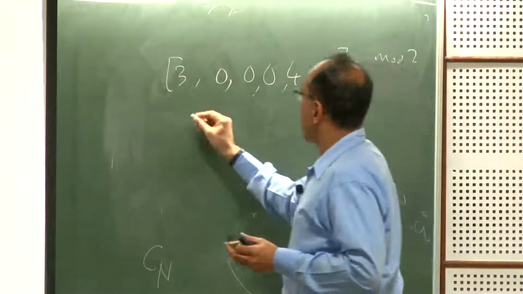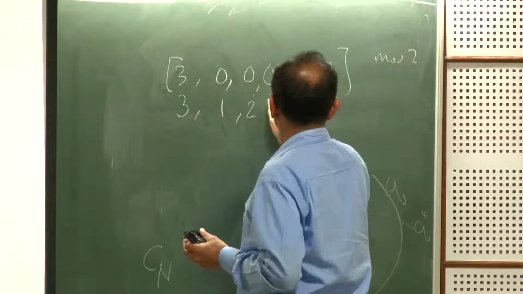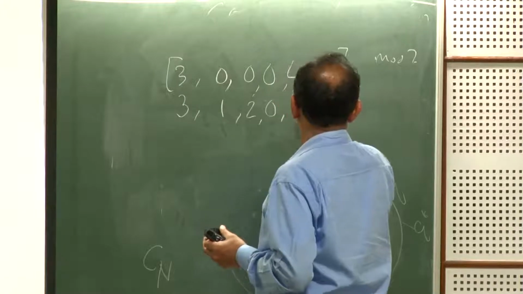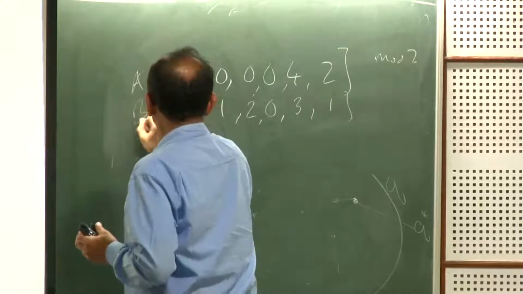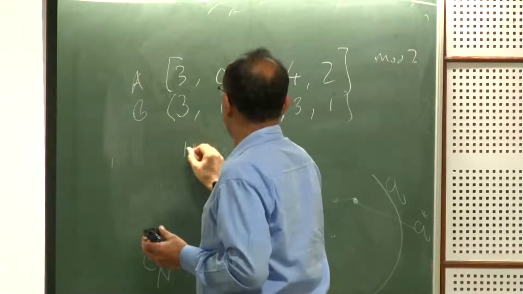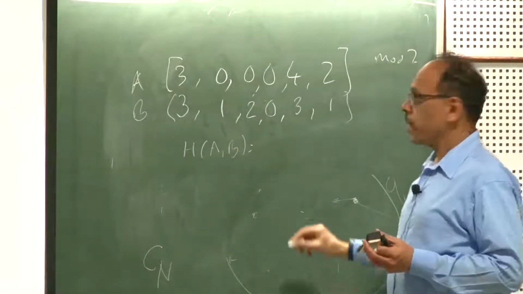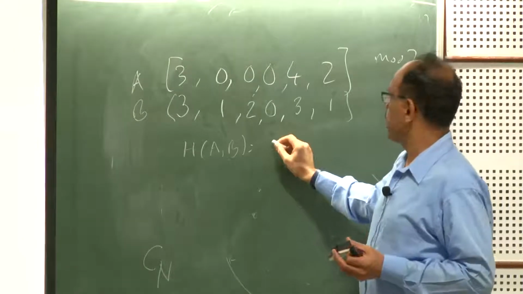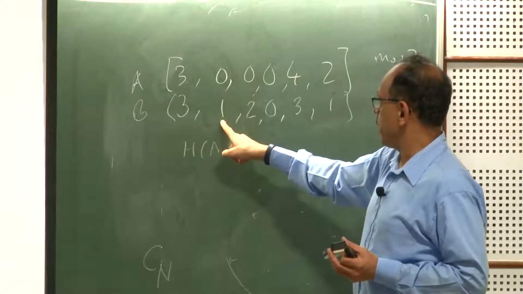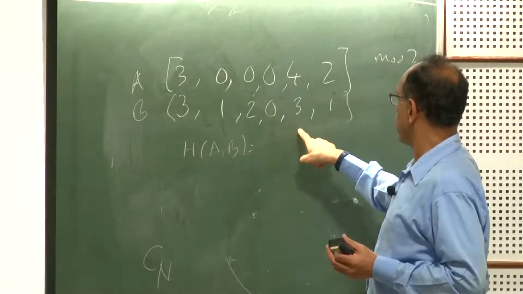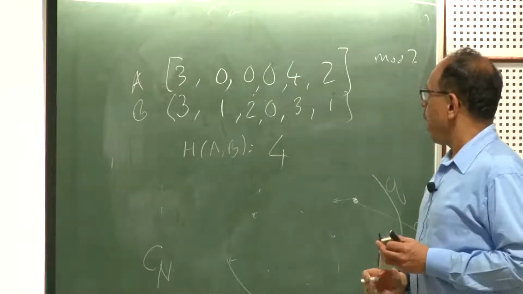Okay. If you have another vector, 3 1 2 0 3 1, call them vectors A and B. The Hamming distance between A and B is the number of positions that differ. How much in this case? Here they match, differ, differ, match, differ, differ, so 4.